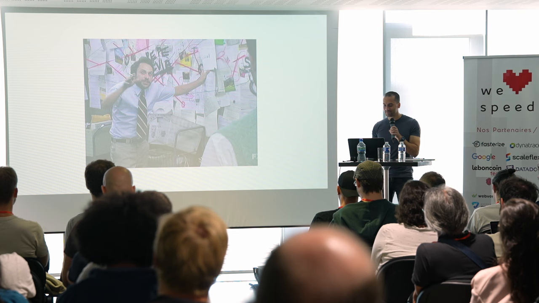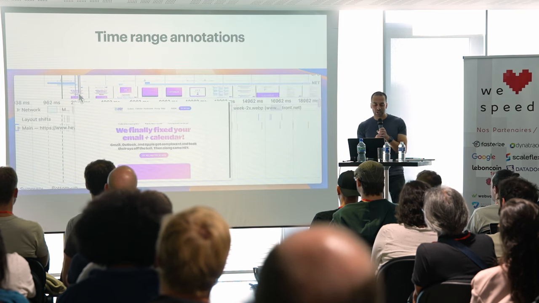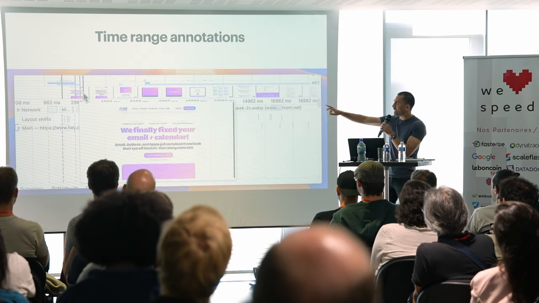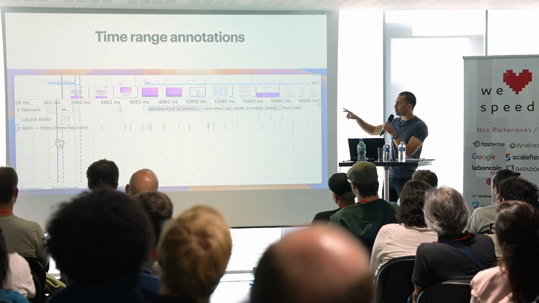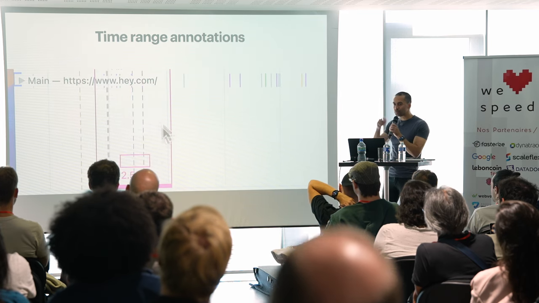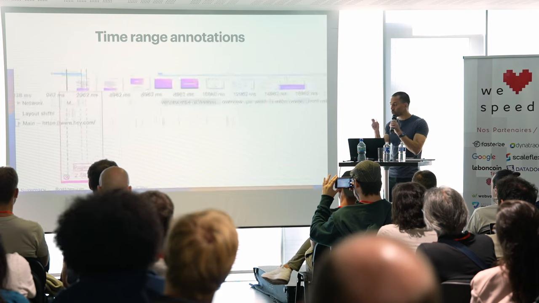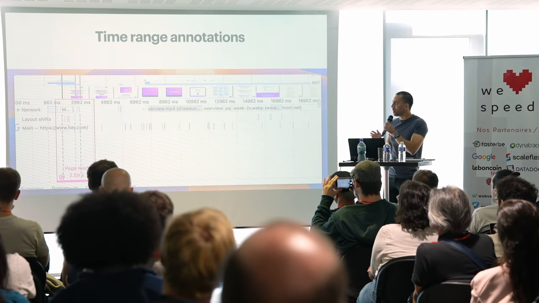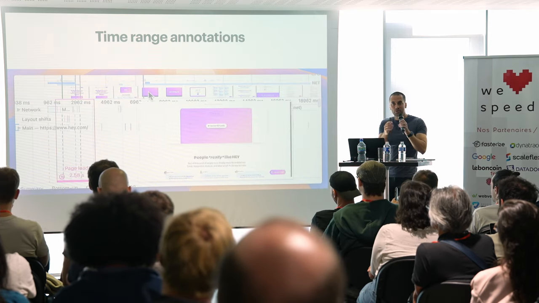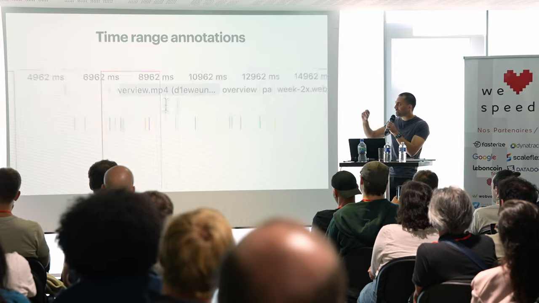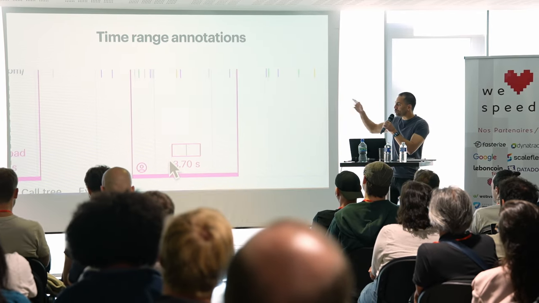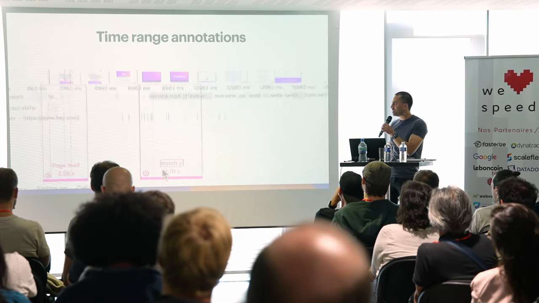Anyway, the last type of annotation is a time range annotation. Here I'm scrubbing through the screenshots in the performance panel, and I can see this part was the page load. So I'm going to annotate that as a range, and I call that page load. A time range annotation is literally you hold shift, you form a selection, and you're able to annotate what that segment of the recording represents.